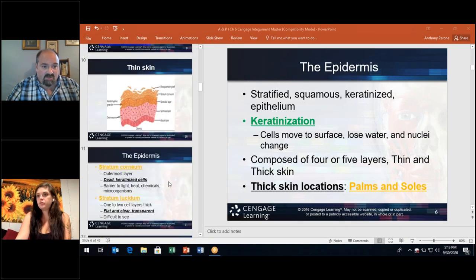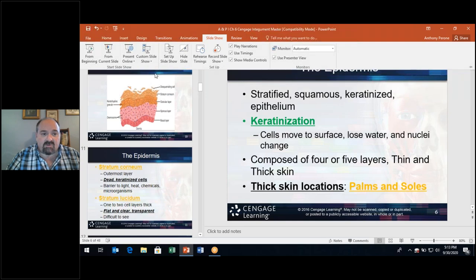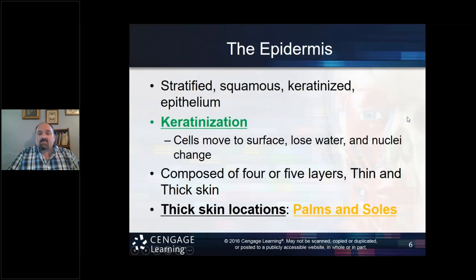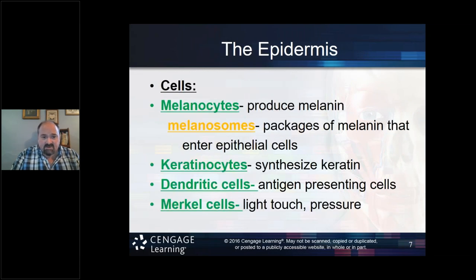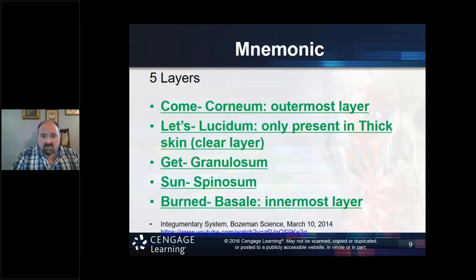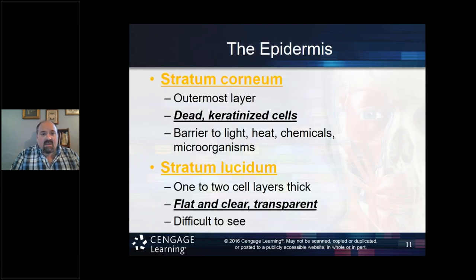So here we go. We're looking at the epidermis. What we're seeing here is, again, thick and thin skin, five and four layers. We looked at the cells, the mnemonic. And now let's look at those layers again. We know that the stratum corneum is the outermost layer. Okay, that outermost layer, dead keratinized cells.